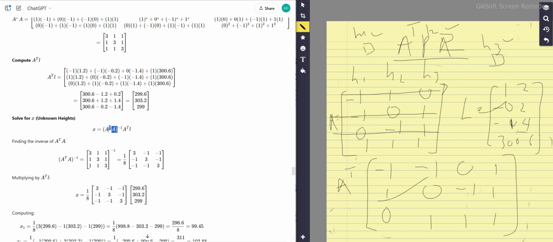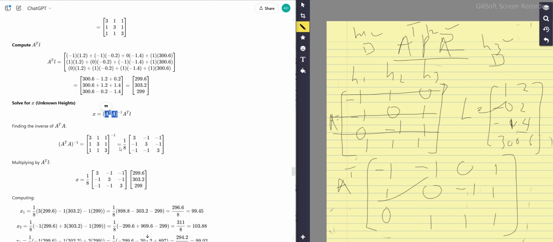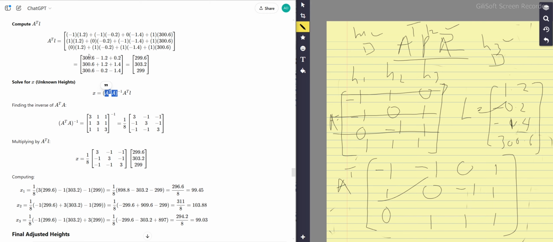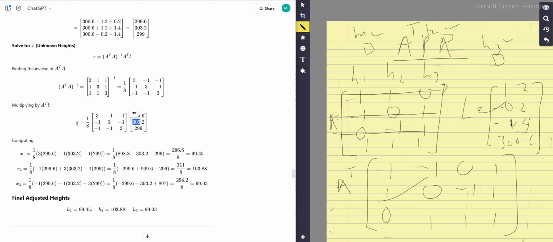So once we find the inverse, that means we have done this first part. So we can now carry the answer of that first part and multiply by the answer of A transpose L, which is this. So that's why you see that they carried the answer of this inverse and it was multiplied with the answer of the L. So multiplying it, we get our individual x. So this is the first x, this is the second x, and this is the third x. You will notice that now it's getting more refined compared to the first one.